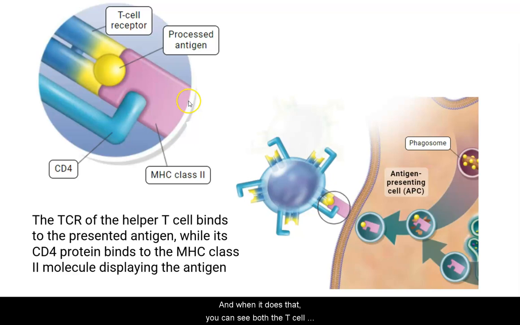All right, and when it does that, you can see both the T cell receptor binding and the CD4 co-receptor binding. So here's our T cell receptor. Here is the MHC class II molecule, and here is that antigen from that bacterium. The T cell receptor is going to interact with the antigen, while the CD4 co-receptor interacts with the MHC class II molecule. This interaction here, this binding, is what's going to activate this helper T cell so that it's no longer naive.